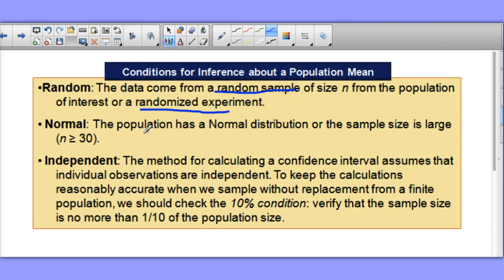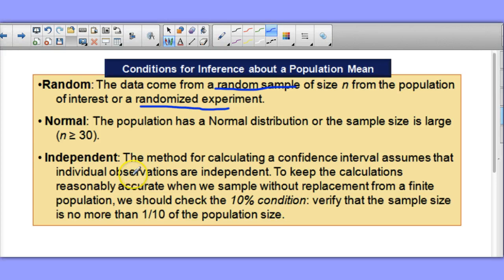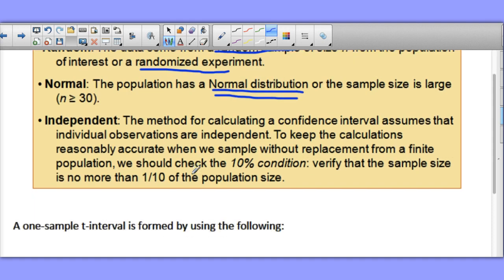The population has a normal distribution or the sample size is large. This is exactly what we were talking about when we were talking about the sampling distribution for a sample mean. And we'll talk more about how to check this if our sample size is not large. Is there a way for us to know if this is true or not, even if we don't have that information given to us? And then independence: the way we check that is with the 10% condition. We want to make sure that we sampled no more than 10% of the population size.